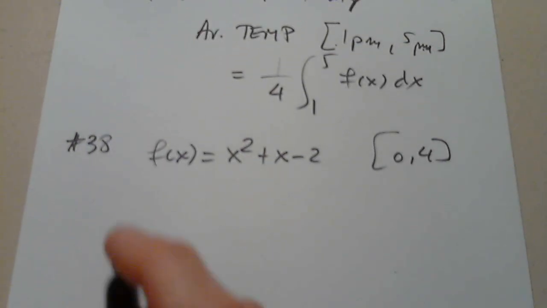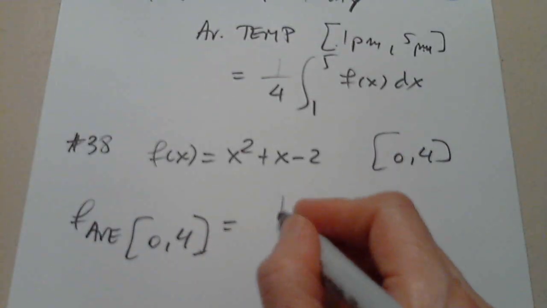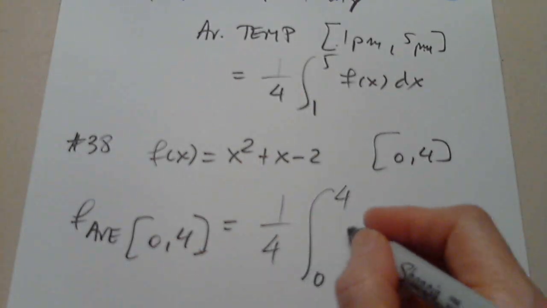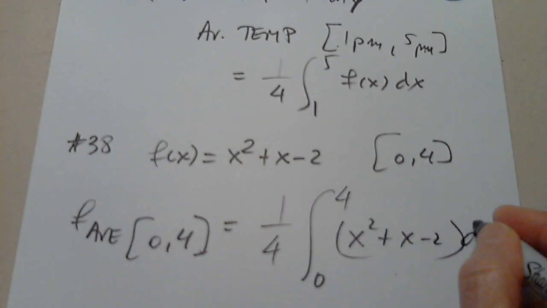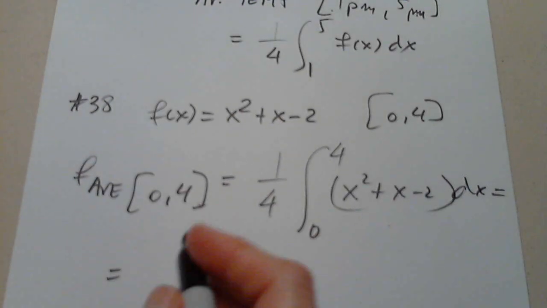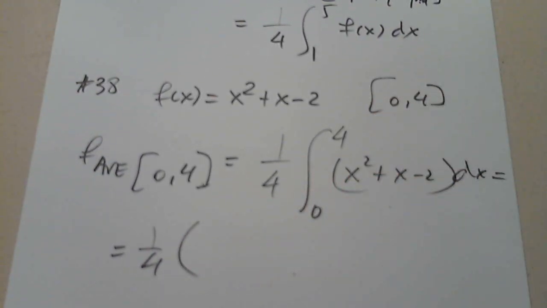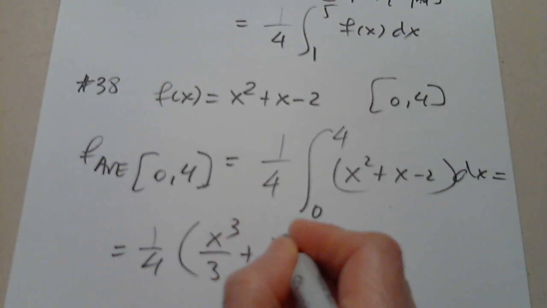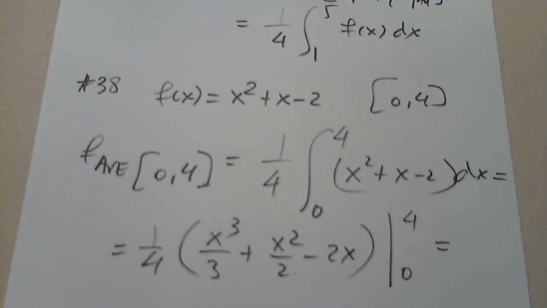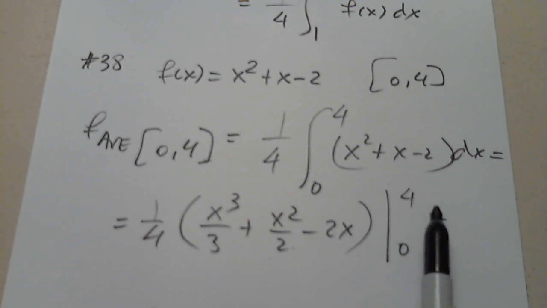Perfect. Good. So f average on the interval 0, 4 is 1 over 4 minus 0, which is 4, times the integral from 0 to 4 of the original function dx. That's all we need to do. And of course, we find the antiderivative. This is a continuous function on this interval. It's polynomial. X to the third over 3 plus x squared over 2 minus 2x from 0 to 4. Luckily, it's a polynomial. When I plug in 0, everything is 0. I only need to plug in 4.